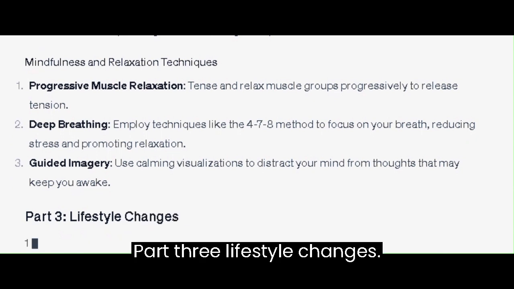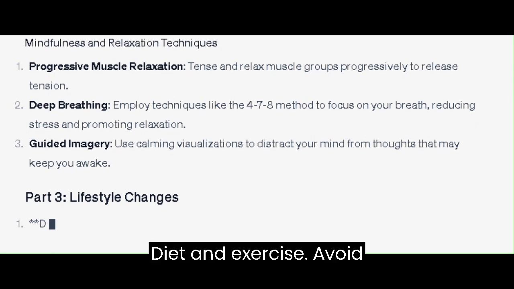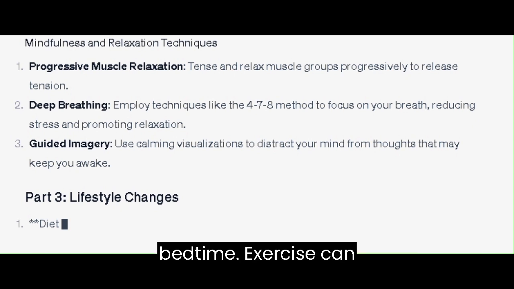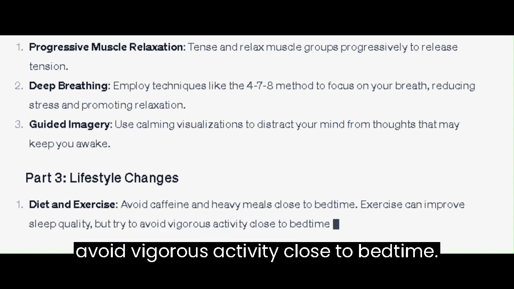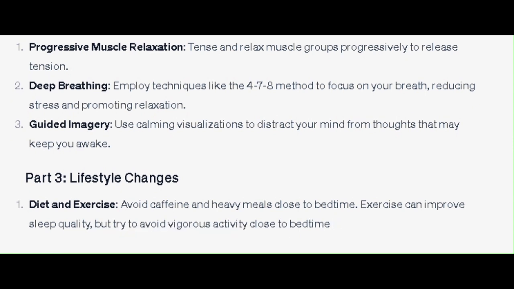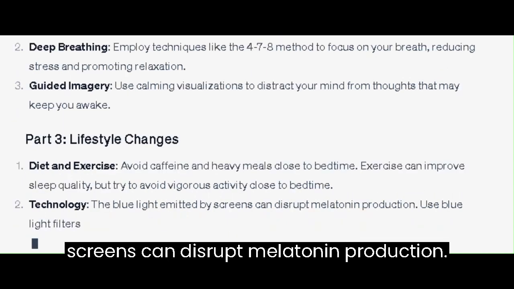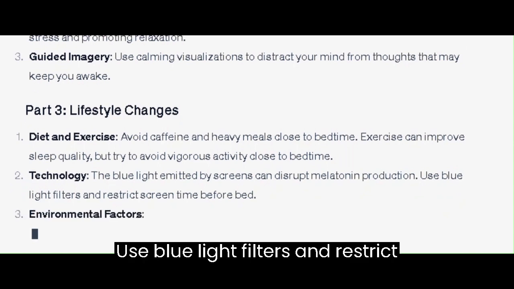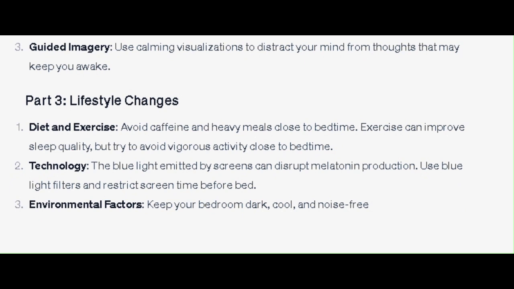Part 3. Lifestyle changes. Diet and exercise. Avoid caffeine and heavy meals close to bedtime. Exercise can improve sleep quality, but try to avoid vigorous activity close to bedtime. Technology. The blue light emitted by screens can disrupt melatonin production. Use blue light filters and restrict screen time before bed.